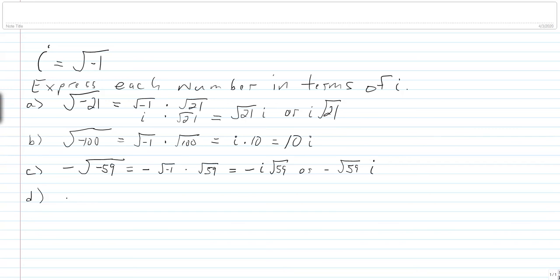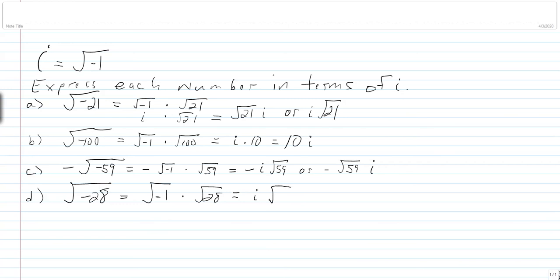And just one last one. Square root of -28. Again, we can start off by writing this as the square root of -1 times the square root of 28. And then the square root of -1, I'll make that i now. That works. You can do that in this step.